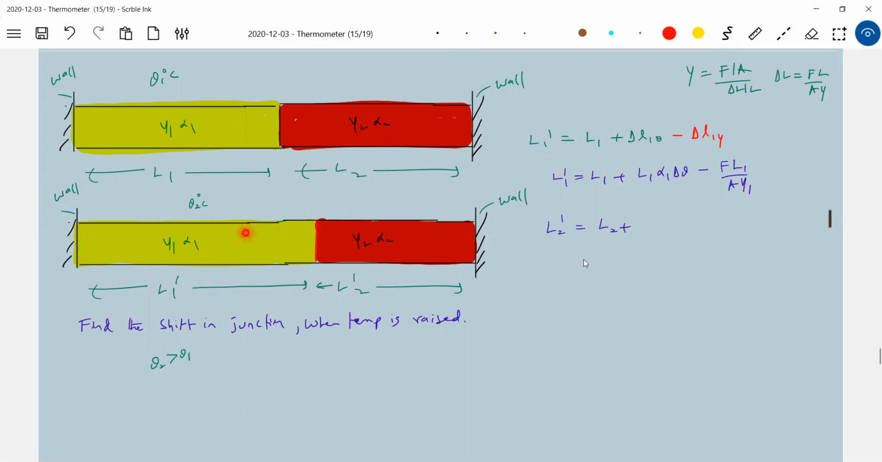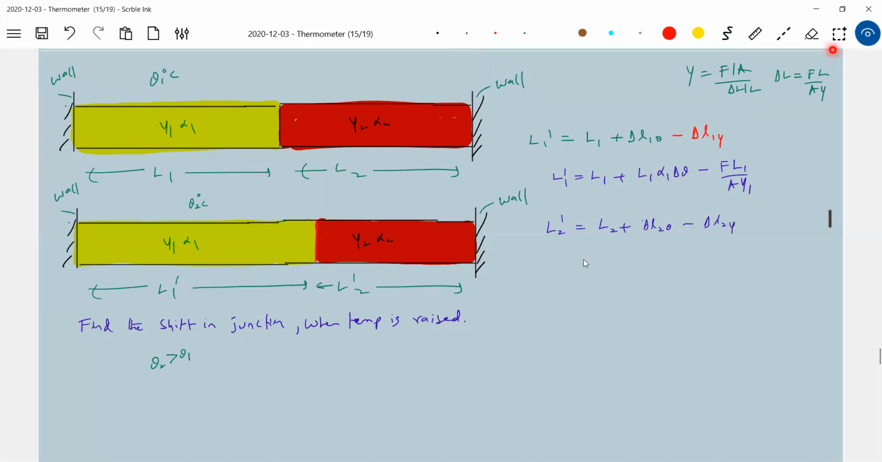The second rod would have expanded. So what is the thing now? Delta L2 theta. Then the first rod, what does it do? It will oppose. It wants to expand, but it will oppose here. So therefore, this will be.